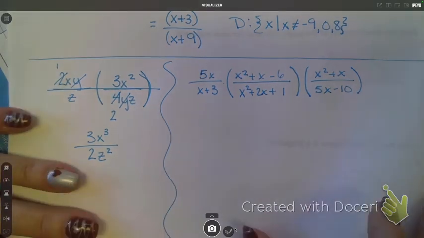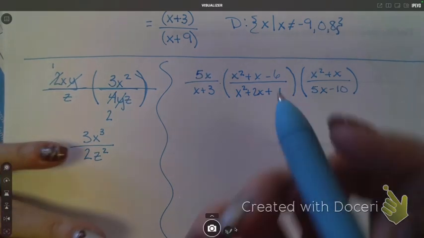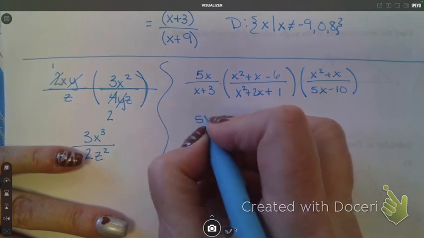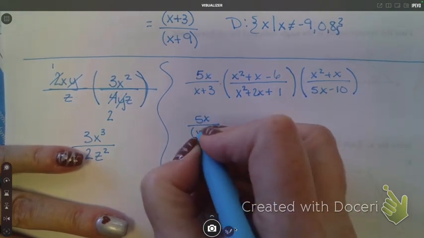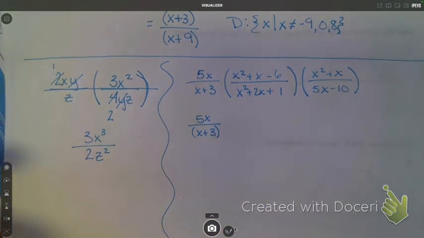Okay. So before I start, what should I do? Factor. Okay. So the first 5x and x plus 3, are they factored? Yes. Put parentheses around x plus 3, so you know it's one thing.